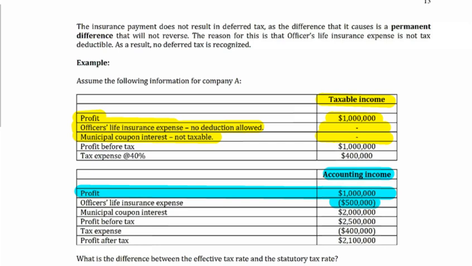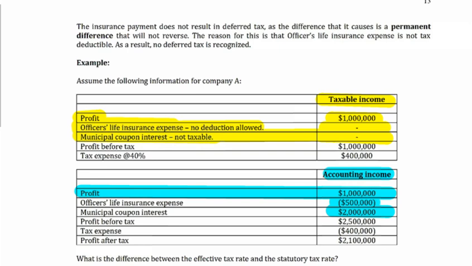Municipal coupon interest, then what happens, guys? $2 million. I say for accounting, yes, it's income. For tax, no, he doesn't say it's taxable. You can get off scot-free for that. But that's permanent. That's never going to be the same for accounting and tax. It's always different. It's what we call a permanent timing difference.